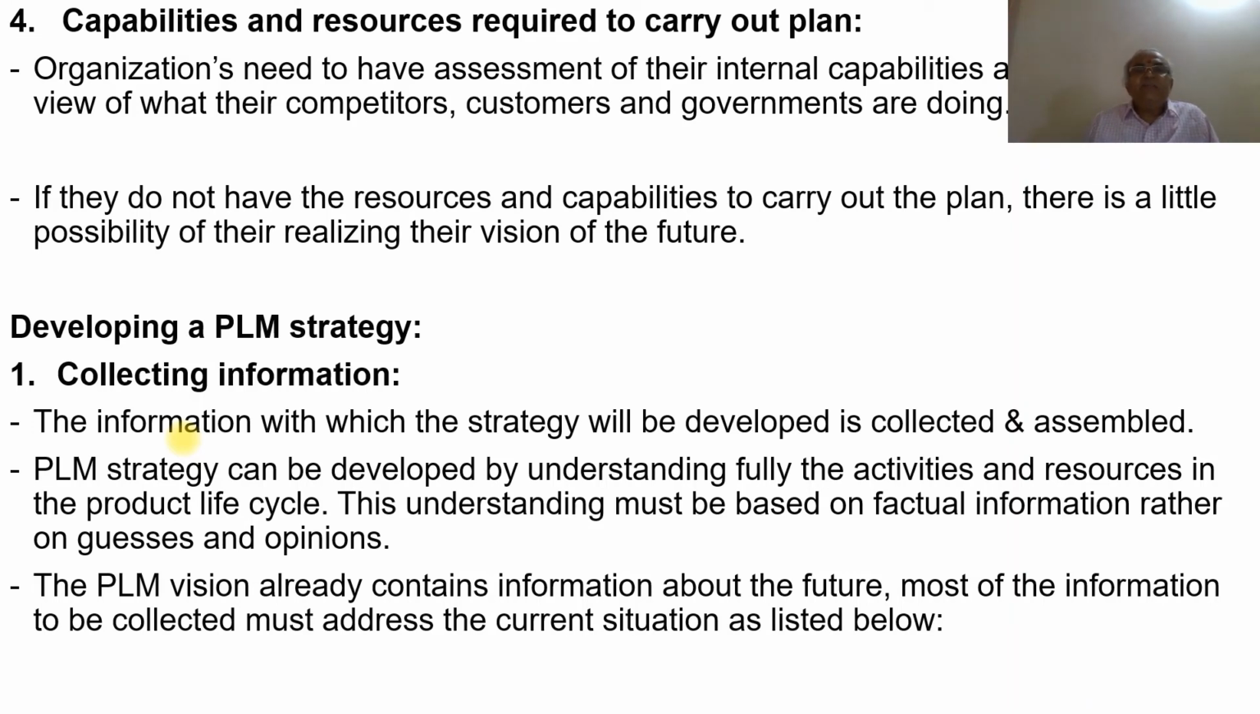Point number 4: capabilities and resources required to carry out the plan. Organizations need to have an assessment of their internal capabilities and a realistic view of what their competitors, customers, or governments are doing. What is that assessment? Assessment means auditing. You need to check whether you have a proper workforce available, and have a realistic view of who your competitors are.